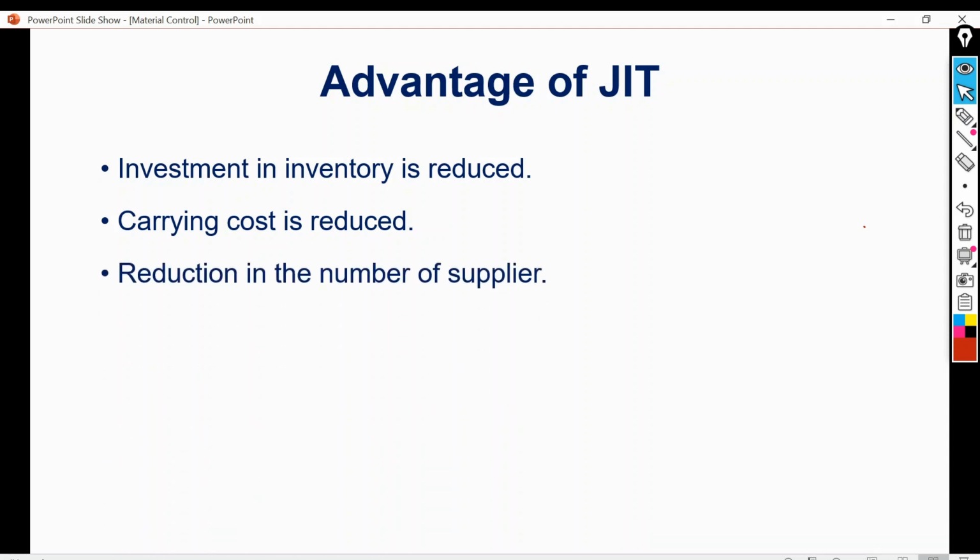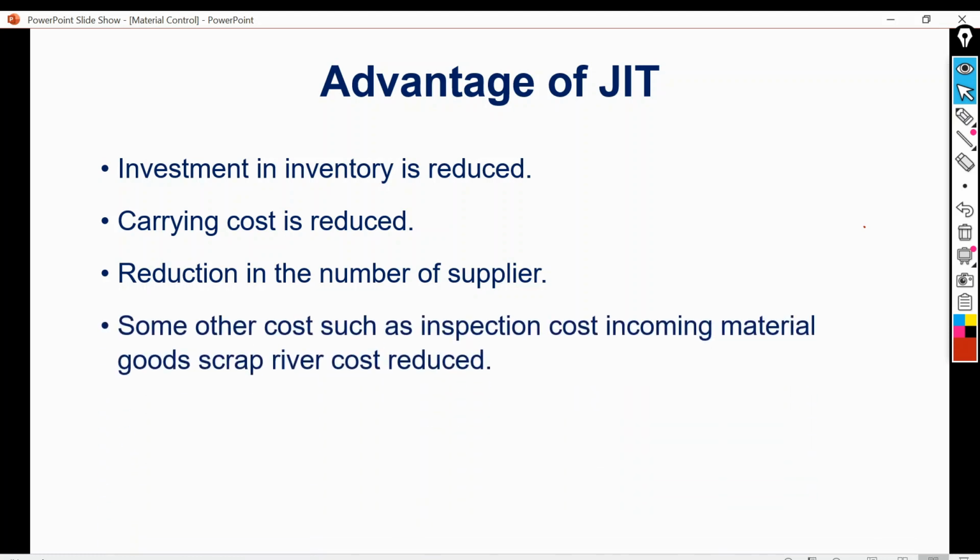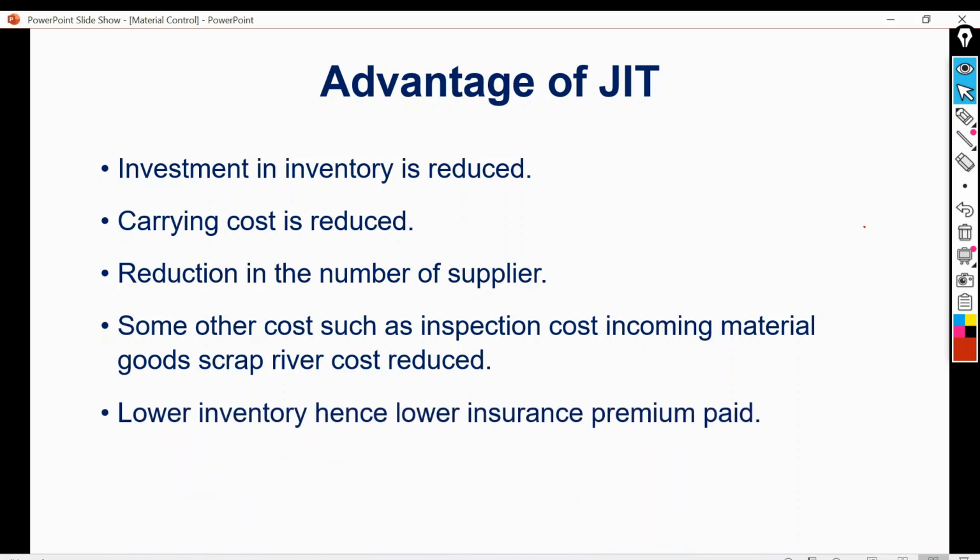Reduction in the number of suppliers. In just in time we have very few suppliers, and prompt suppliers, meaning whenever I need material, it quickly comes into our production house. Some other costs, such as inspection cost, incoming material, goods, scrap and labor costs, are reduced. Under this method, other costs like inspection cost and material scrap cost are reduced.